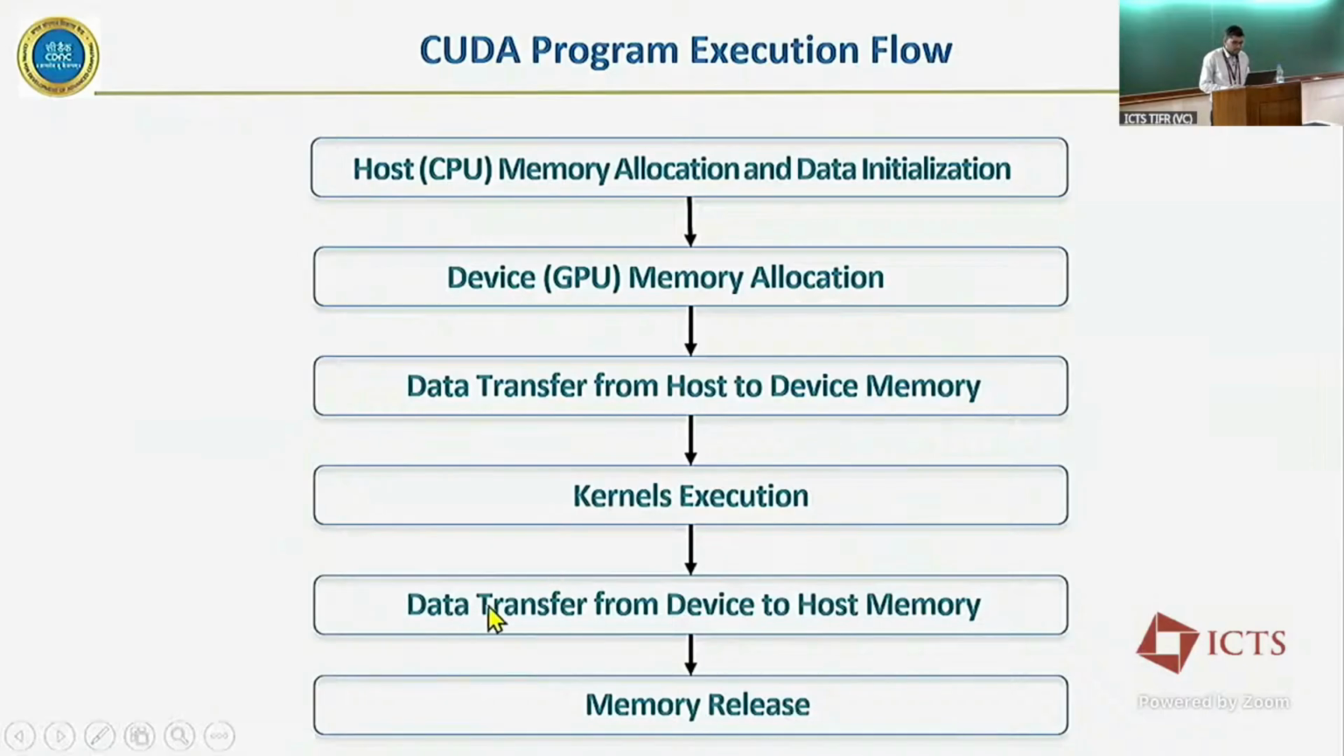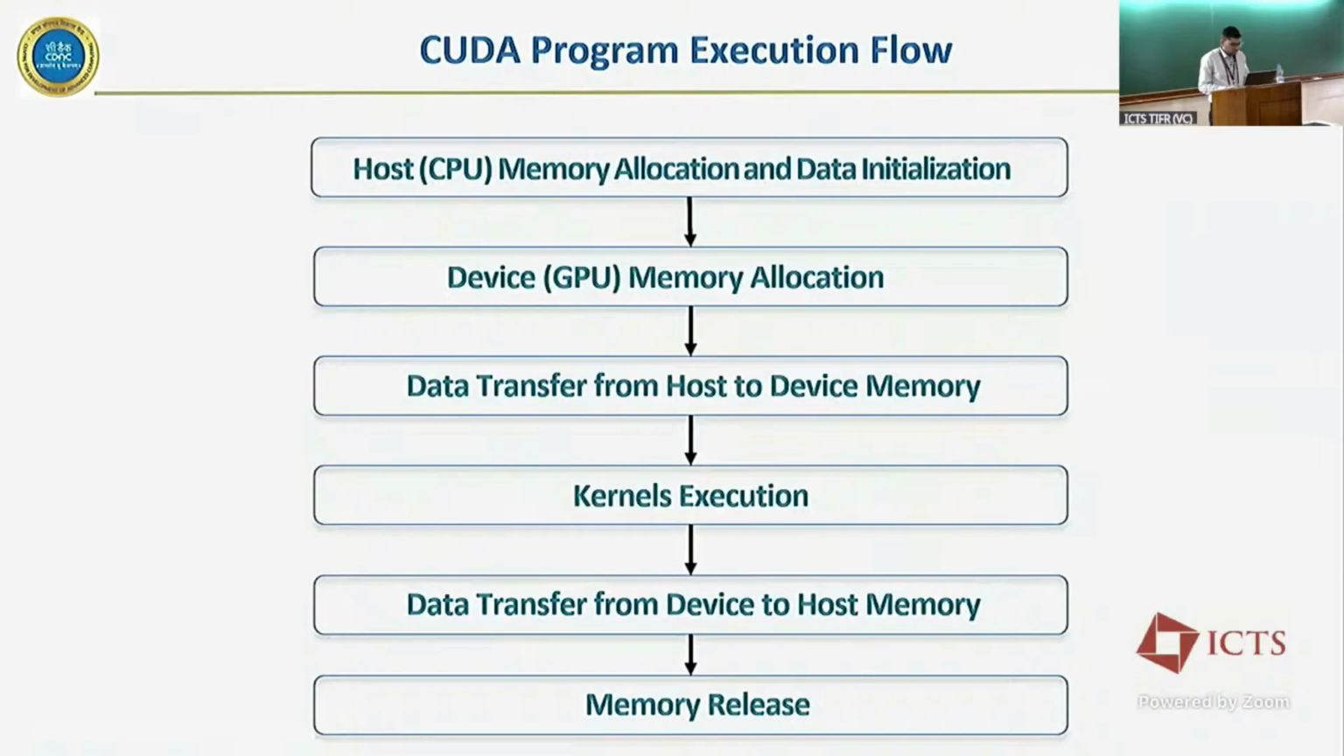Then comes data transfer from device to host memory. After completing the tasks on the GPU, it sends the results back to the host memory, that is the CPU memory. After finishing all the tasks, you have to release the memory, because if you want to do other operations in future, you must free the memory. This is the basic program execution flow for CUDA.